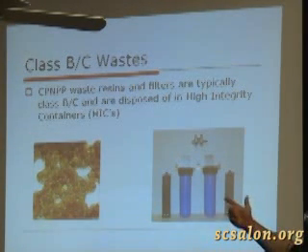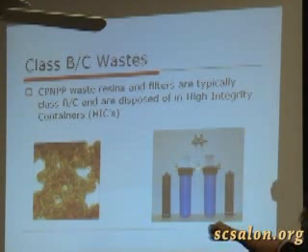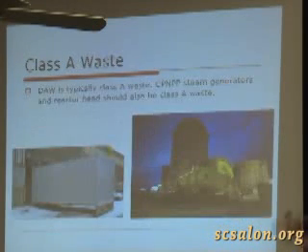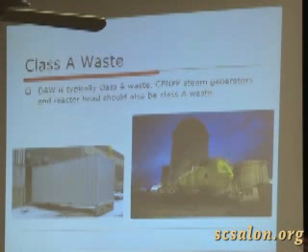So our waste resins and filters are typically Class B and C, and they're disposed of in the high integrity containers. And if you remember, those were the lowest volumes. DAW is typically Class A, and the Comanche Peak steam generators and reactor head will probably be Class A when we do the characterization on them.